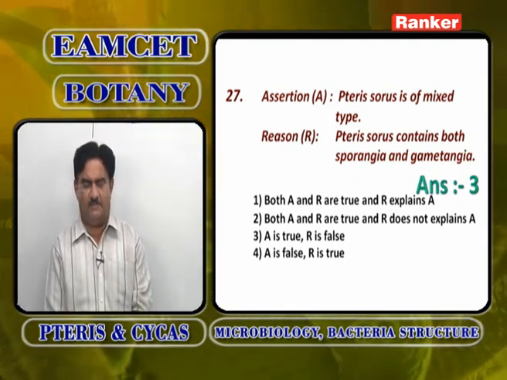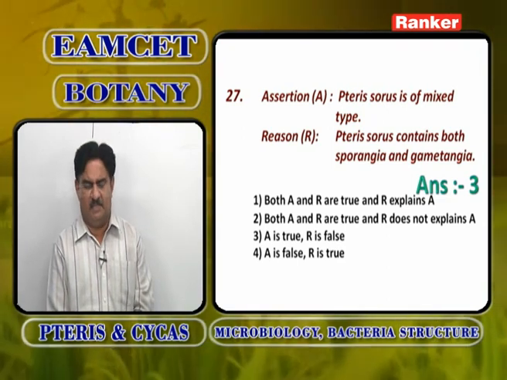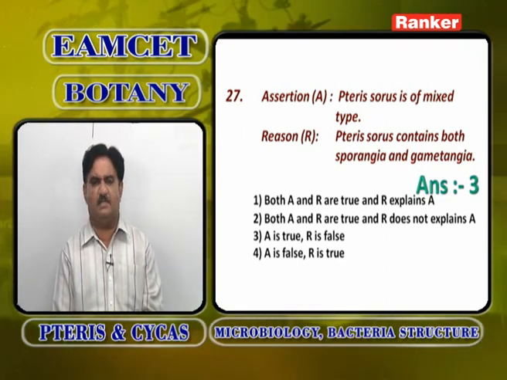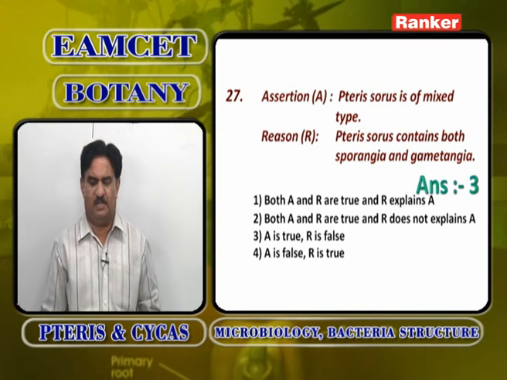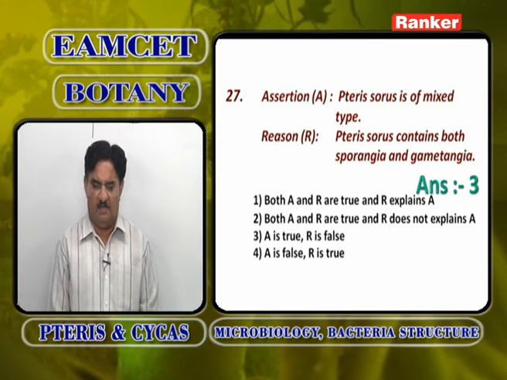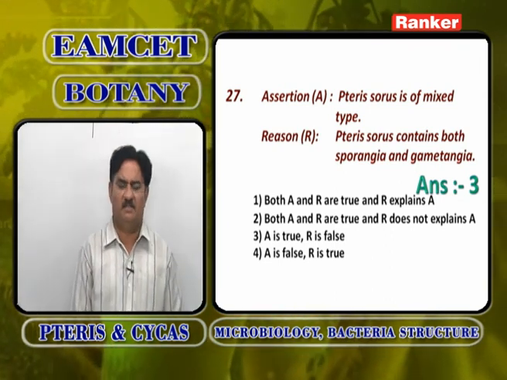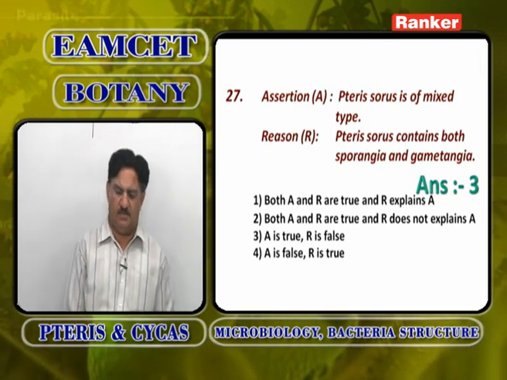Pterosaurus containing both sporangia and gametangia is wrong. Pterosaurus contains only sporangia, it does not contain gametangia. So, Pterosaurus is a mixed type, correct. Pterosaurus contains both sporangia and gametangia is wrong. So, answer is A is true, but R is false.